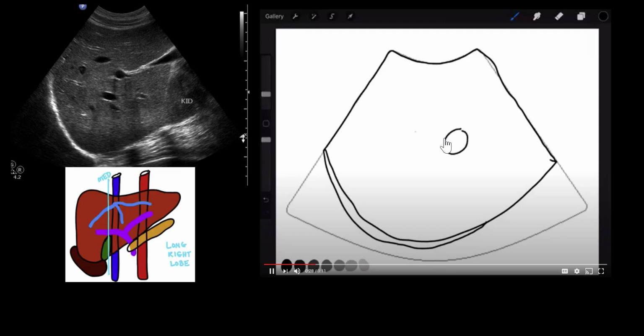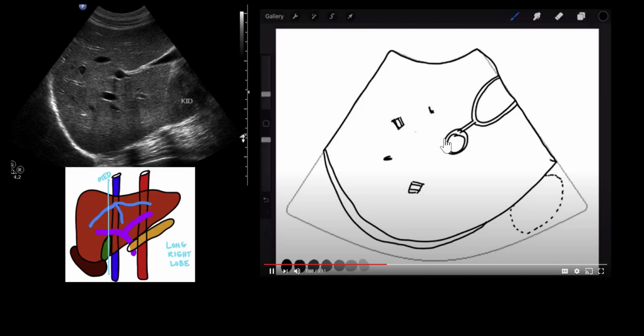Our main landmark for this is going to be a cross section of a portal vein connected to the MLF, or main lobar fissure, which connects us to the gallbladder. There will be other structures, other vessels that you'll be able to see in this image as well, but you must see the cross section of the right portal vein connected to the MLF, or main lobar fissure, connected to the gallbladder. In some people, you will also be able to see part of the kidney.